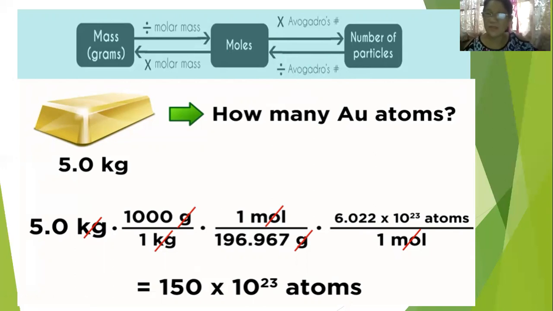What is Avogadro's number? That is 6.022 times 10 to the power of 23. If it is only one element, it is an atom. If it is a group of 2 or more atoms, you will be using molecules. Then if it is now mole to gram, all you have to do is multiply it by the molar mass. So this is the one that you are going to use as a guide in solving this problem.